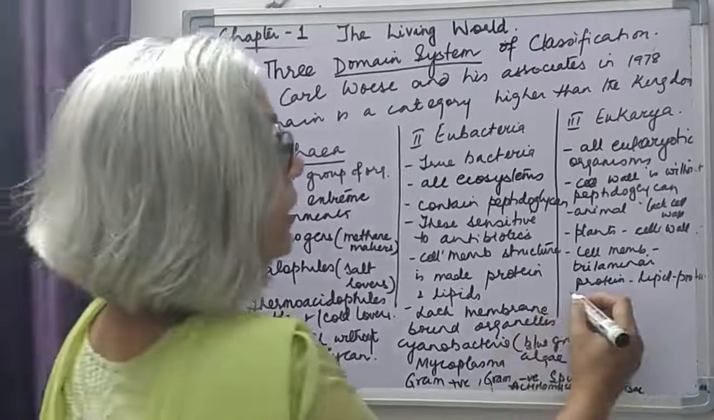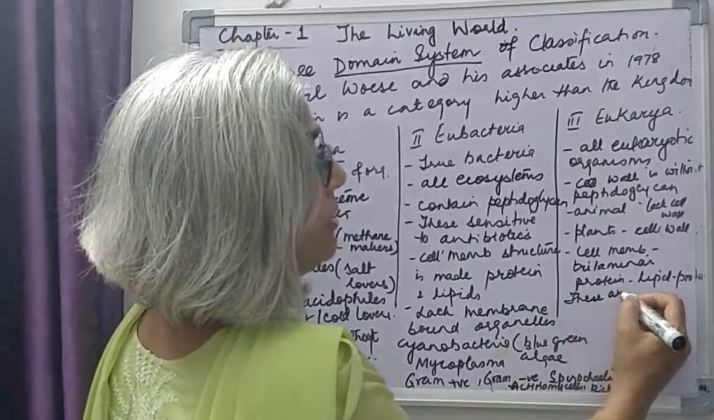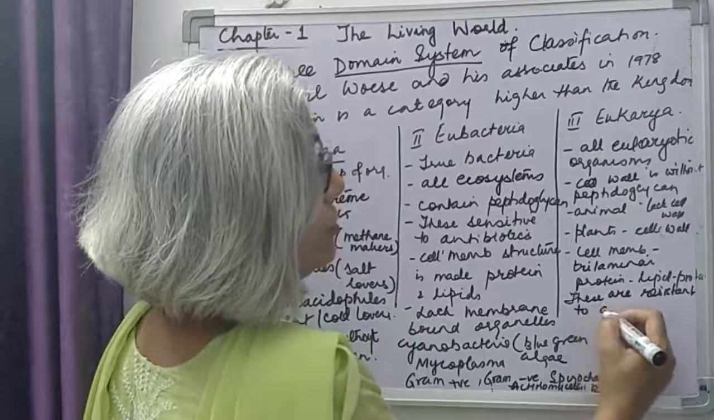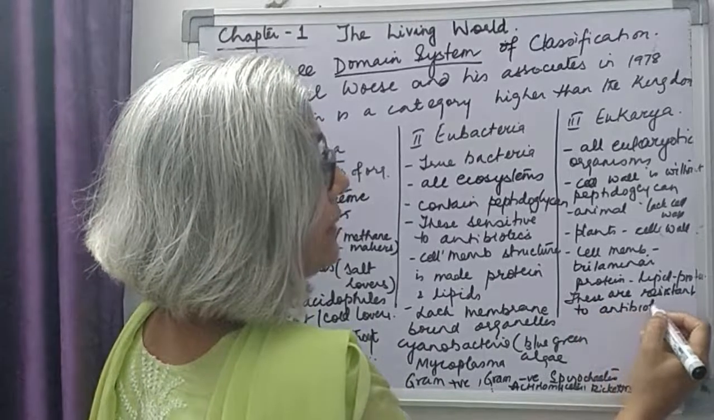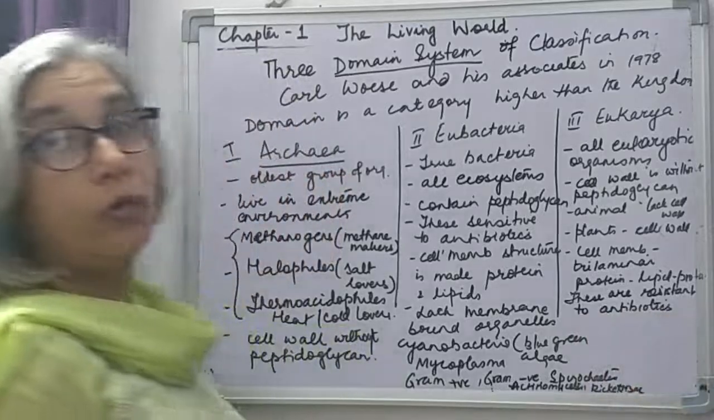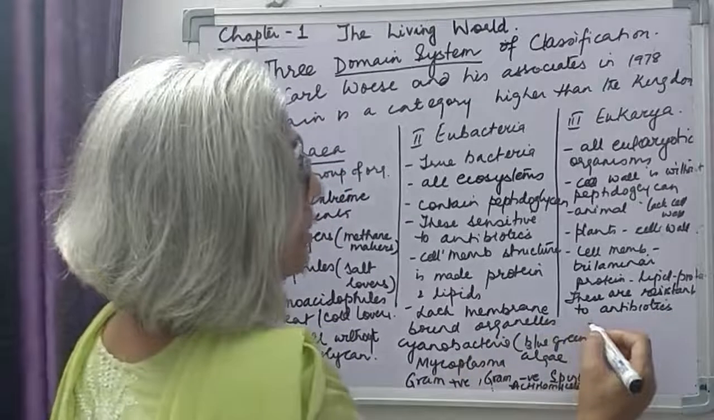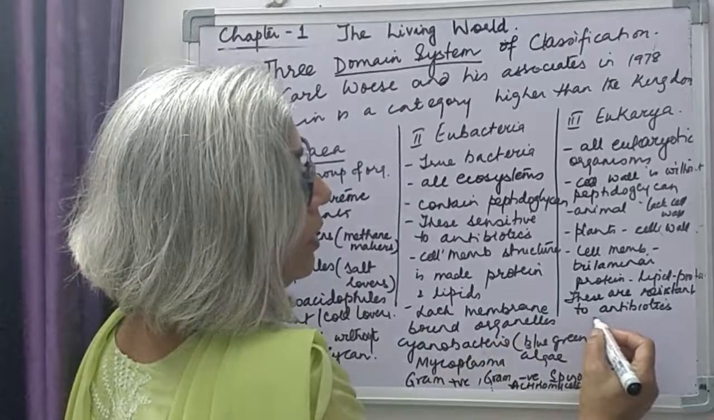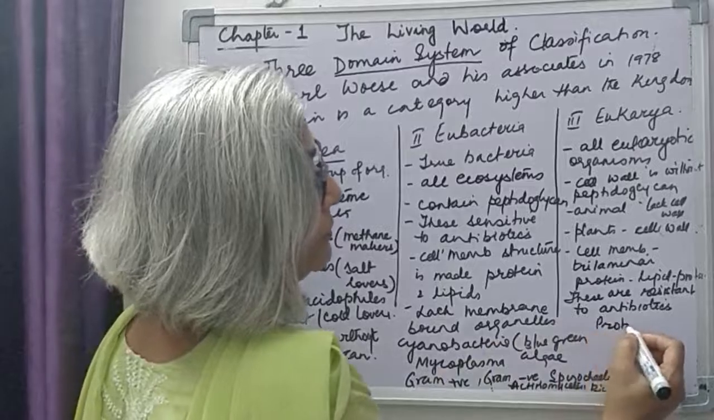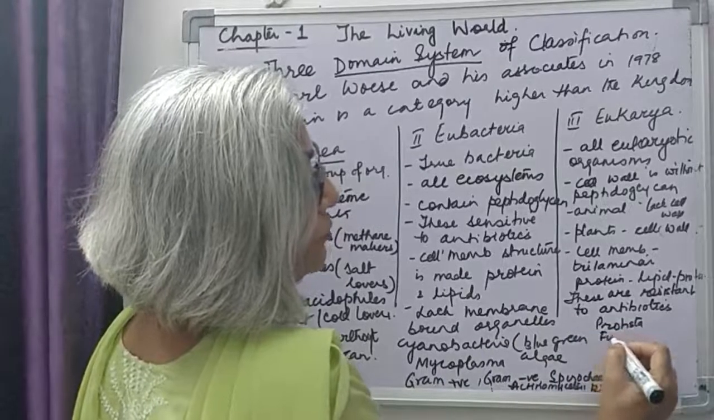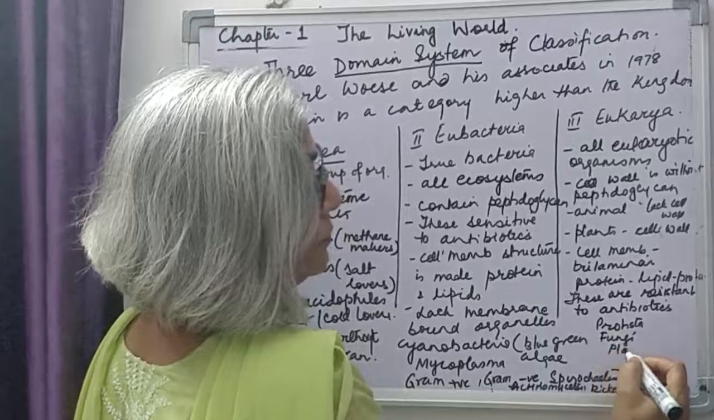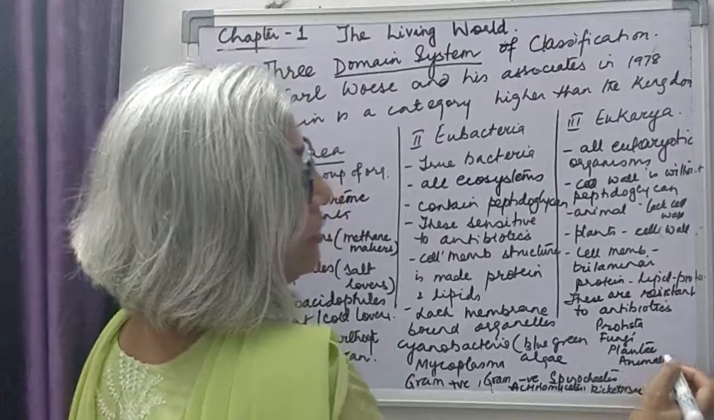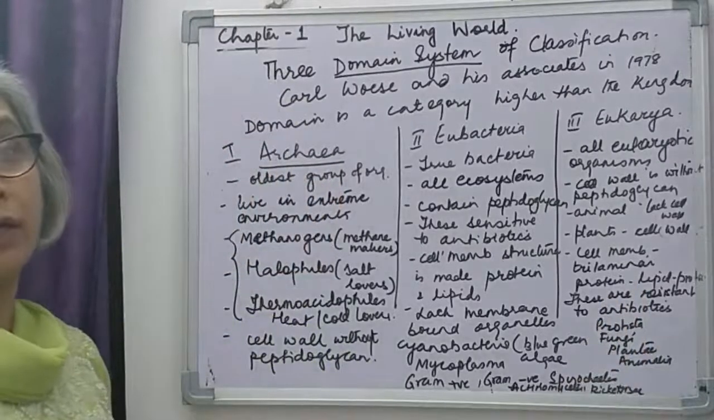Now these are resistant to antibiotics. Now the major groups that fall under this are protista, fungi, plantae and animalia. These are the major groups that fall under eukarya.